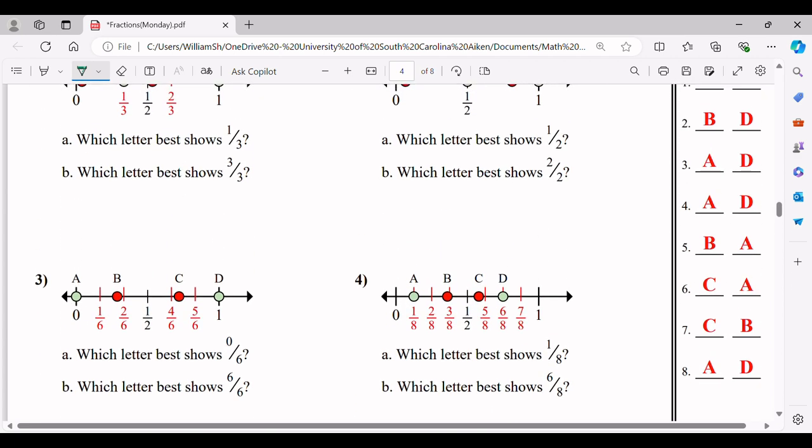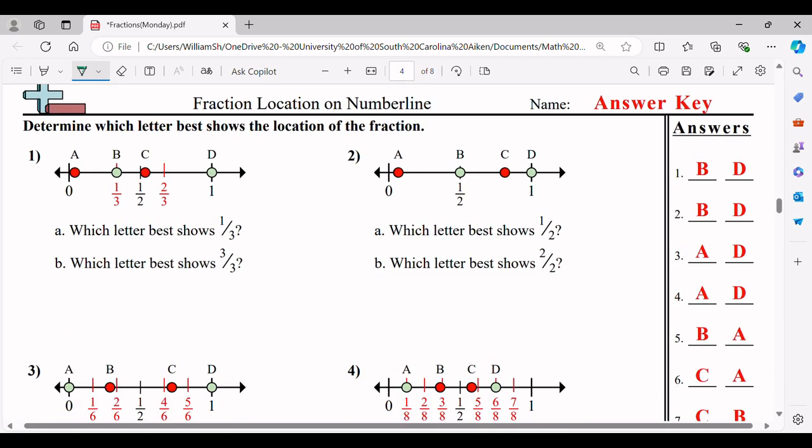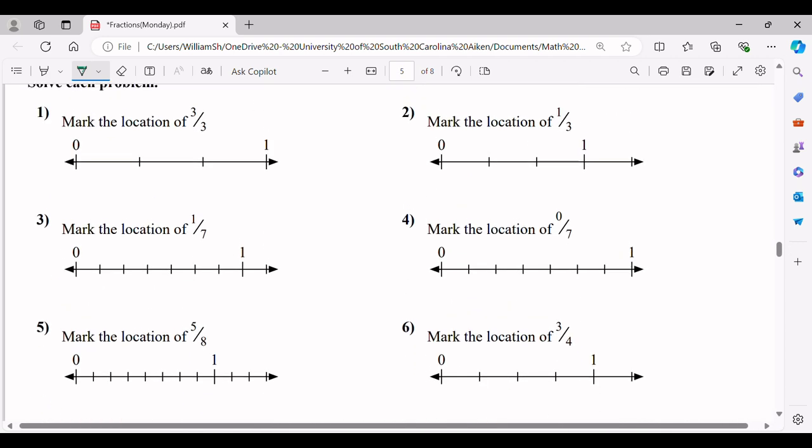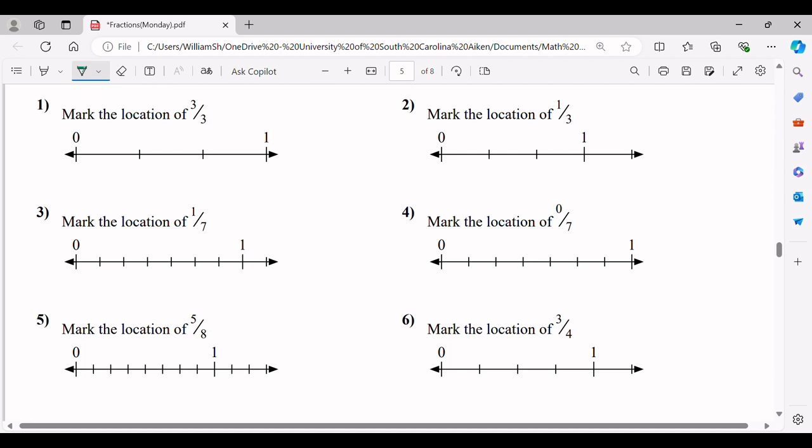All the answers are right there too on your answer key, and you can see on the answer key as well that it's got them all filled out for you for all the number lines if you wanted to work through the entire number line for all these. Alright, now all we have are marks from 0 to 1. We have to find these locations and mark them.